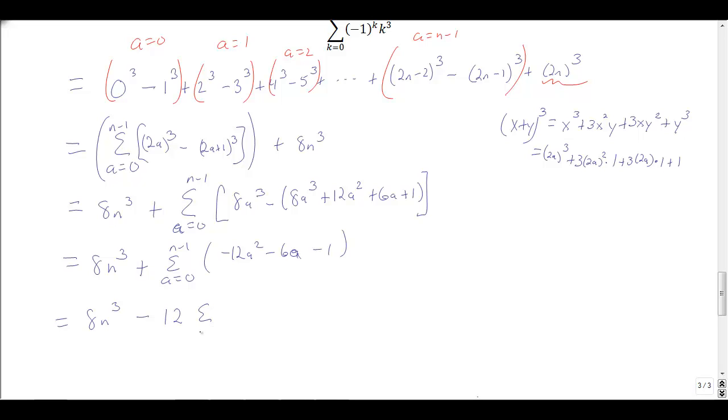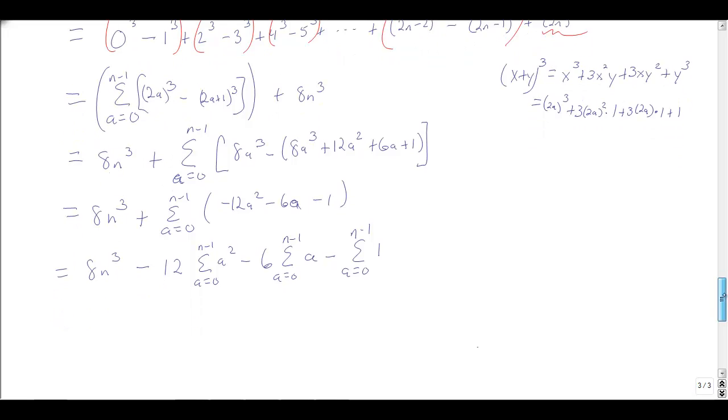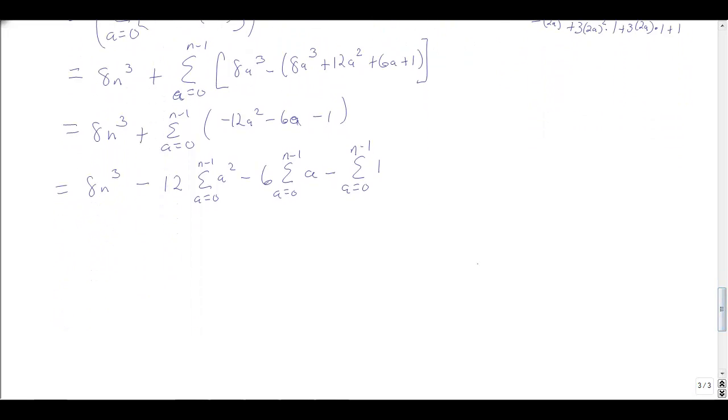So minus 12, the sum from a equals 0 to n minus 1 of a squared. Minus 6, the summation a equals 0 to n minus 1 of just a. And then minus the summation a equals 0 to n minus 1 of just 1. And really now we've got that. And we can use our summation formulas. So let's just recall here.